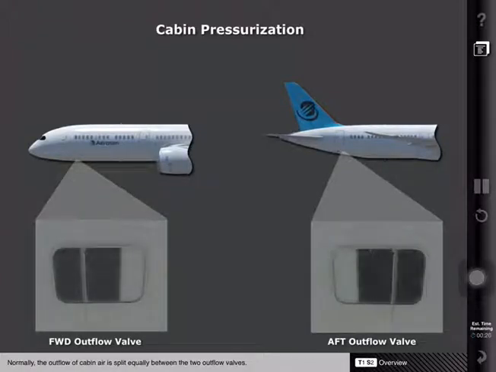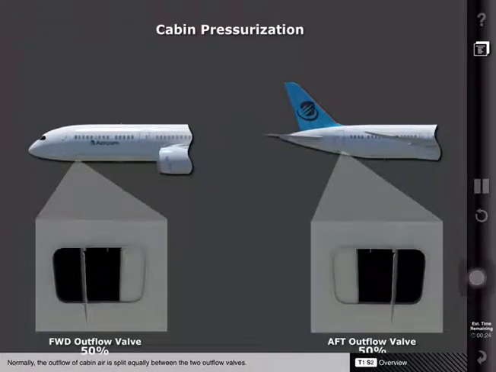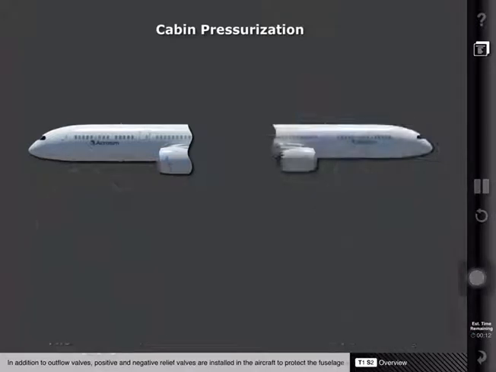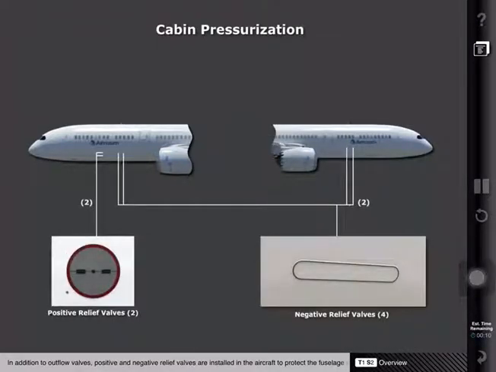Normally, the outflow of cabin air is split equally between the two outflow valves. However, cabin altitude and full ventilation rates can be maintained by either valve. In addition to outflow valves, positive and negative relief valves are installed in the aircraft to protect the fuselage against excessive pressure differential.